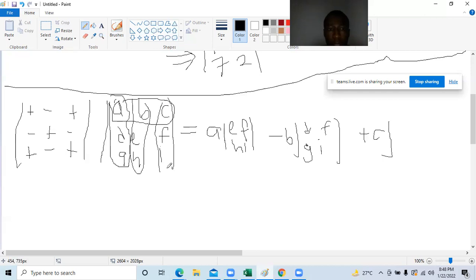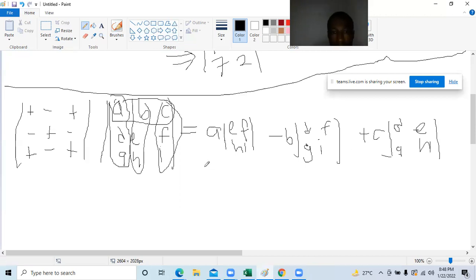plane, we will be left with D, E, G, H, right? So this is D, E, sorry, this is G. This is DG, EH. So this is how you find the determinant.